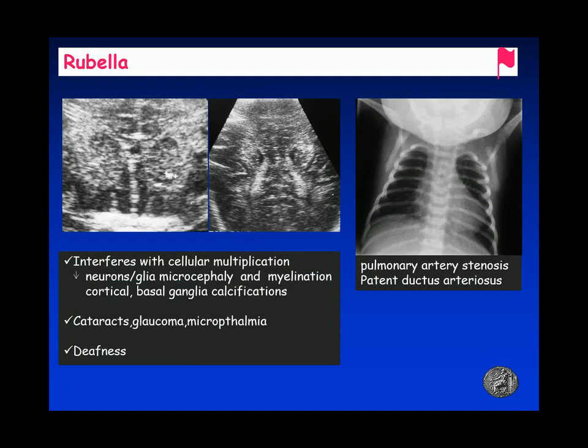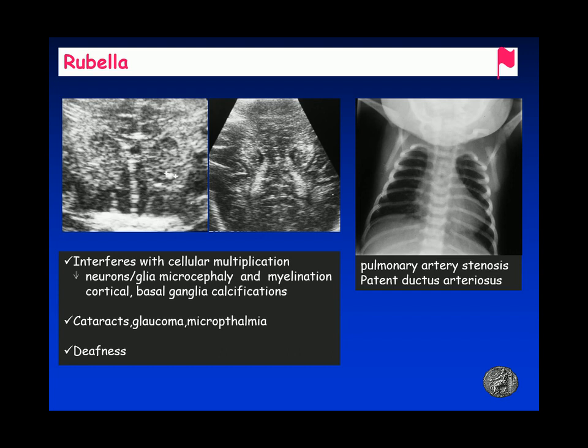Let's go for rubella now. Rubella interferes with cellular multiplication. So children, fetuses contracting rubella present with a low quantity of neurons and glial cells, and there is hypomyelination, and for these reasons, small quantity of cells, hypomyelination, there is microcephaly.